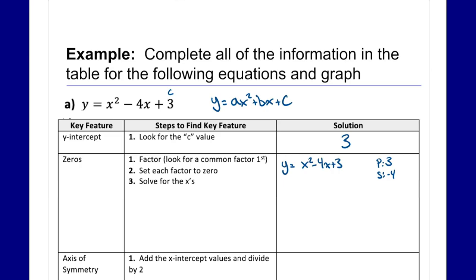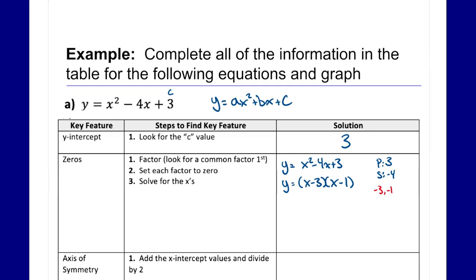This is the same equation that we just looked at, so it's easy to factor because I know what my answers are going to be. It's going to be negative 3 and negative 1. So that means in my brackets, or in my factored form, will be x minus 3 times x minus 1.